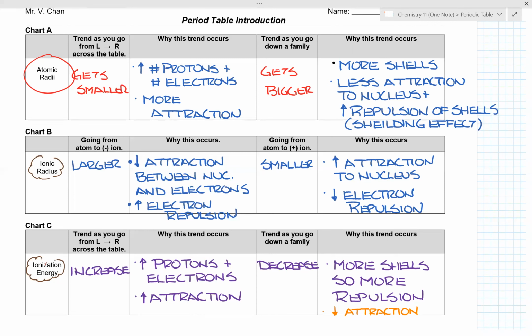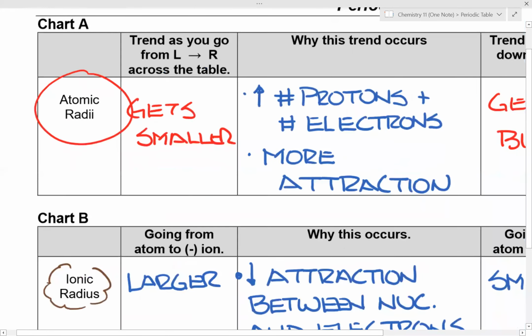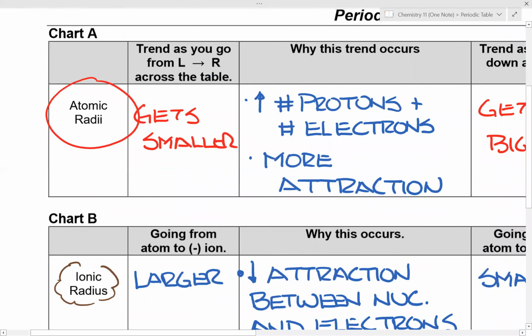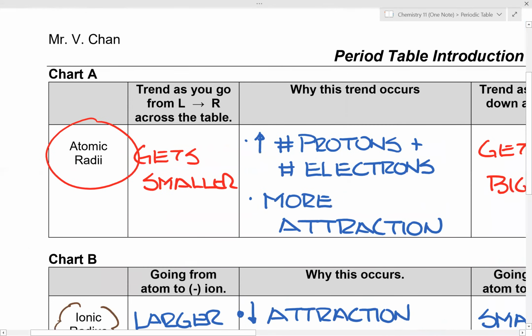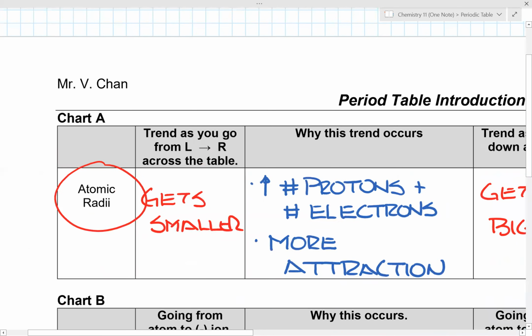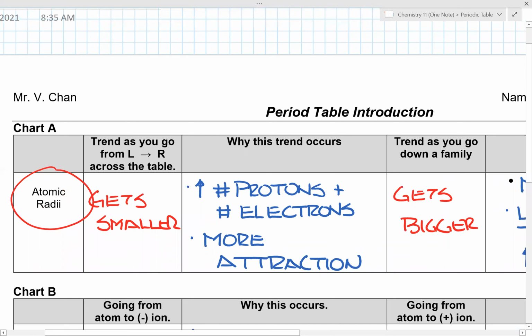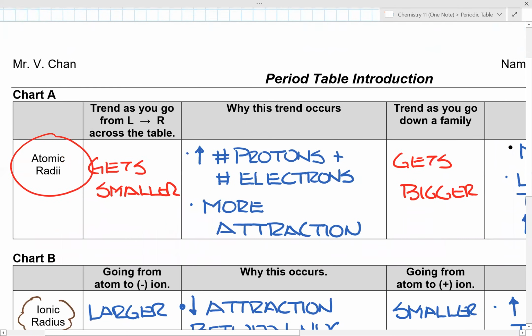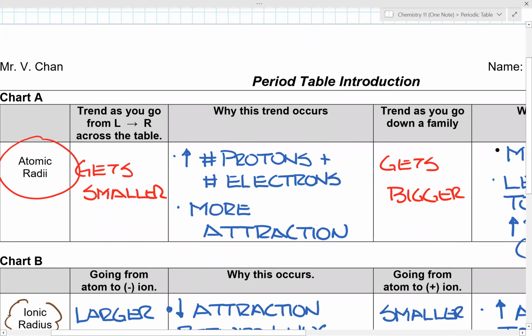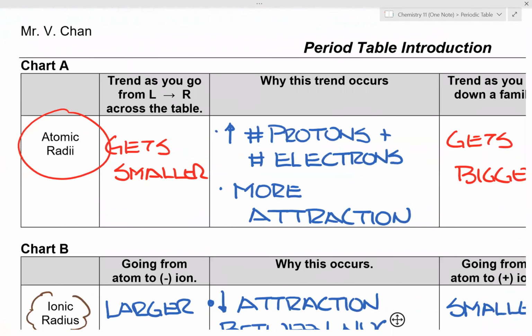All right, hopefully you've had some time to jot this information down. What you should notice is this: as you go from left to right across the table, the atomic radius gets smaller. As you go down a chemical family, it gets bigger. The key thing I want you to understand is why these trends occur. Don't just memorize it.